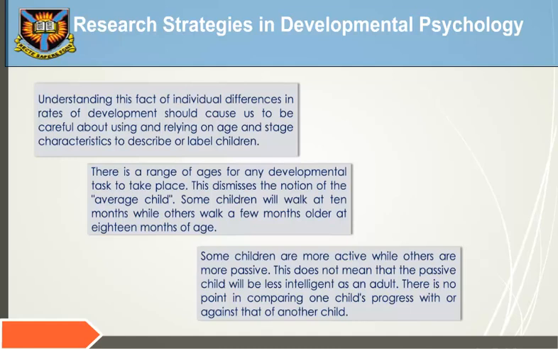There is a range of ages for any developmental task to take place. This dismisses the notion of the average child. Some children will walk at 10 months while others walk a few months older at 18 months of age. Some children are more active while others are more passive. This does not mean that the passive child will be less intelligent as an adult. There is no point in comparing one child's progress with or against that of another child.